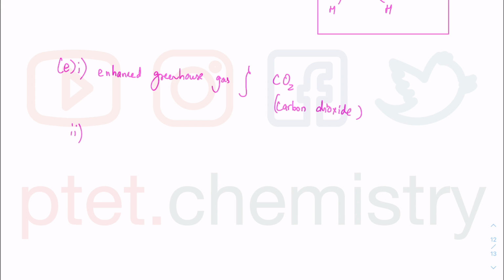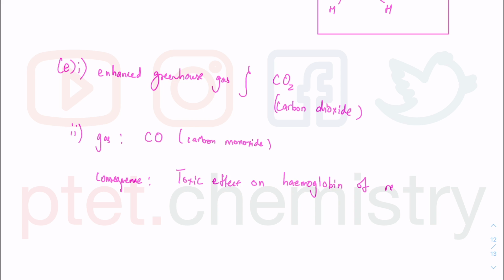Consequence, so the gas is going to be carbon monoxide. Of course, you could write down the name or you could write down the formula. And then the consequence, as we know, the harmful effect is that CO has a toxic effect on the hemoglobin. If you don't like to say hemoglobin, then you can just say it has a toxic effect on human beings. Okay, so it's a silent killer, by the way. That's the end of that 10-mark question with a little bit of environmental chemistry and polymer chemistry towards the end there.